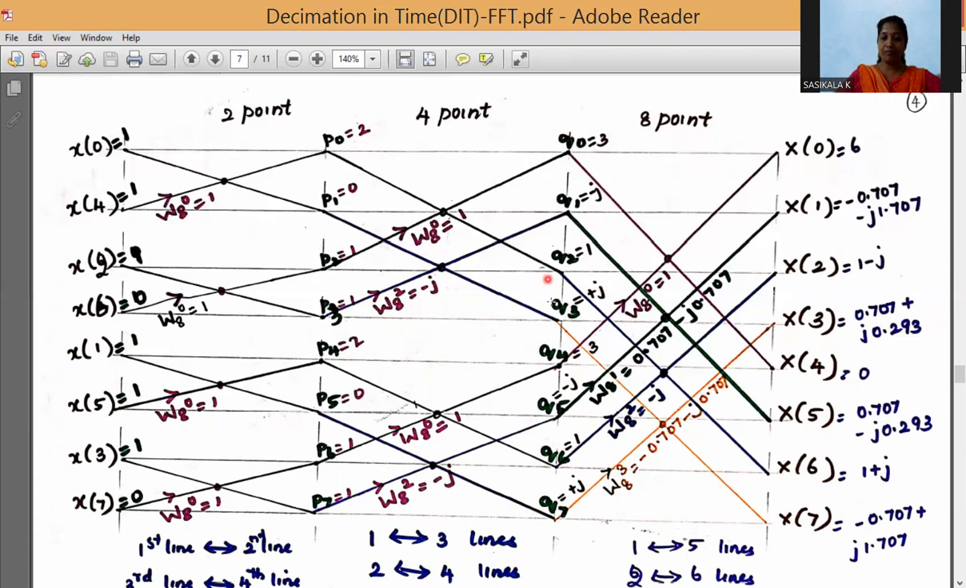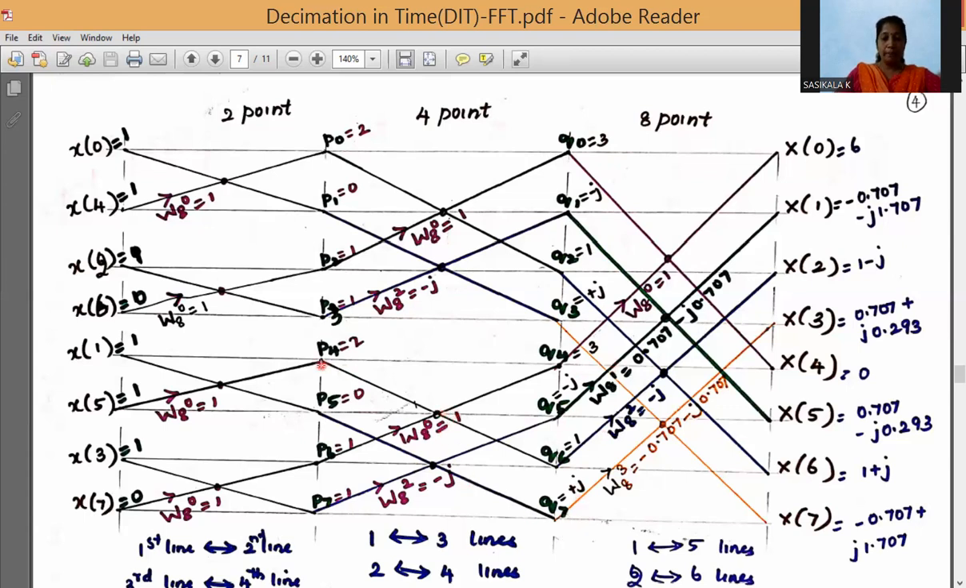Okay, in the first half 4-point, I'm getting 3 minus j, 1 plus j. So the second 4-point also, I should get the same output, that is 3 minus j, 1 and plus j. And now we'll see how we'll get the values.